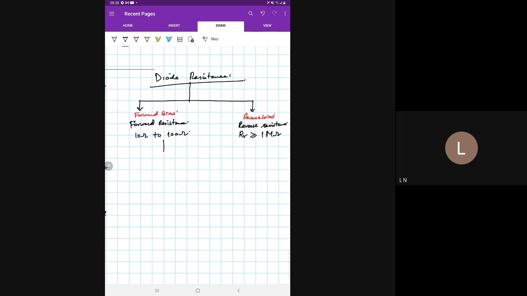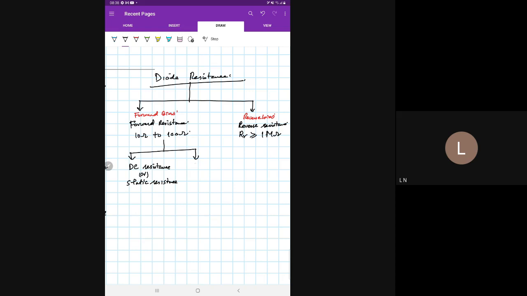Now in forward bias, a diode could conduct because of two situations. Either only DC currents and voltages are applied, or AC currents and AC voltages are applied to the diode. In both the cases, it can conduct. If only DC current or DC voltage is applied, then the resistance which is offered by the diode is DC resistance, also known as static resistance.